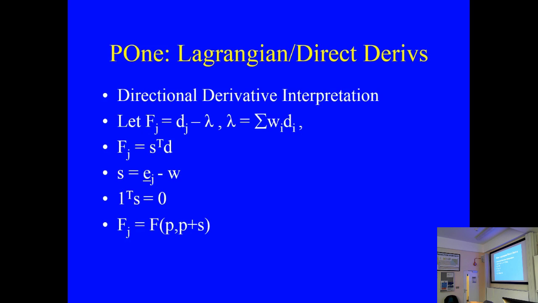We let f_j be d_j minus lambda, and lambda is sigma w_i d_i, then we have f_j equal to s transpose d, s being e_j minus w, and 1 transpose s equals 0. So f_j at p is a directional derivative of phi at p in the direction of s. All of these w's define different directional derivatives.